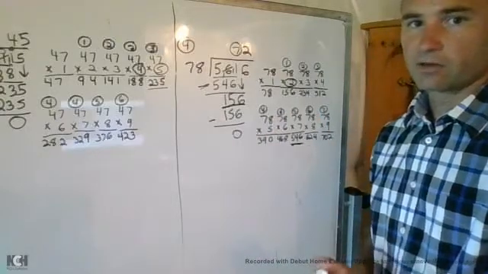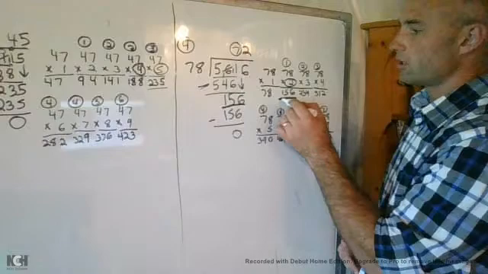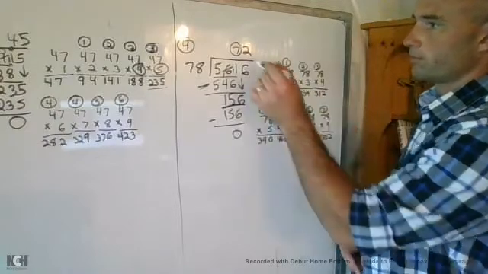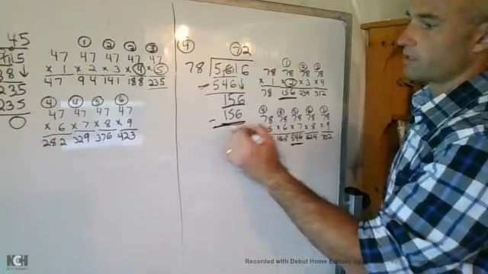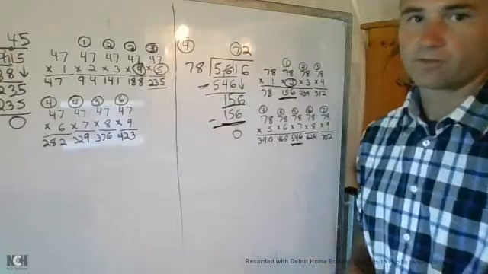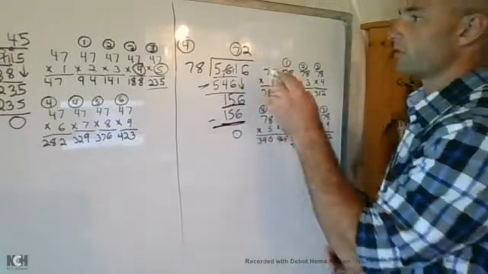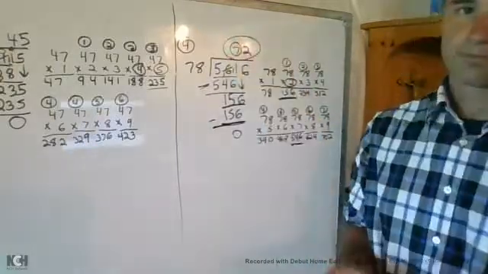How many 78s go into 156? Well, I can see that right here, 2 of them. 2 times 78 gave me 156. I subtract, I have nothing left over, giving me the solution of 72 for my answer.